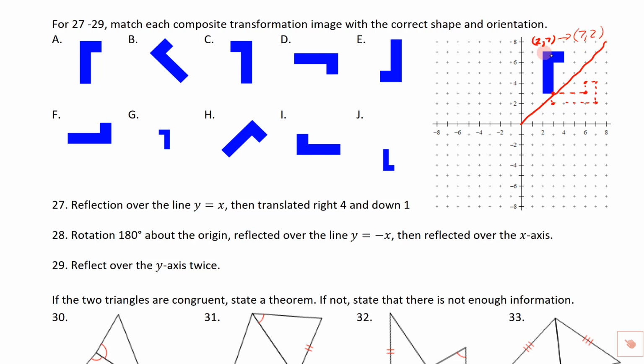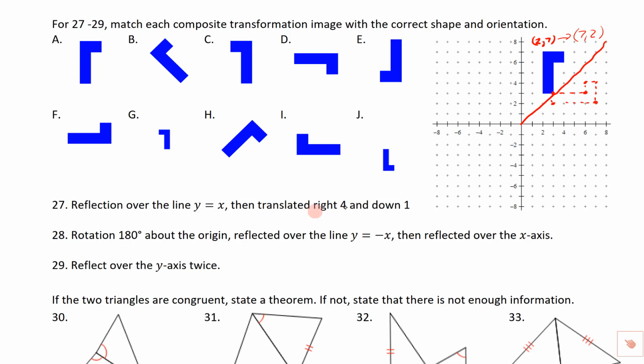So let's see if this outer corner of this L shape ends up over here. So let's go over 7 and up 2. It does end up right there. So we've got the right point there. So this is what it looks like. And again, you can tilt your head 45 degrees to the right and see that that would be a reflection across the line y equals x.